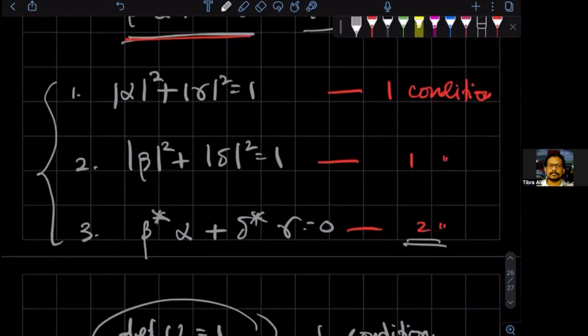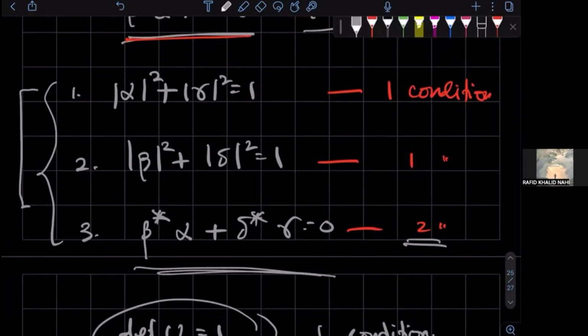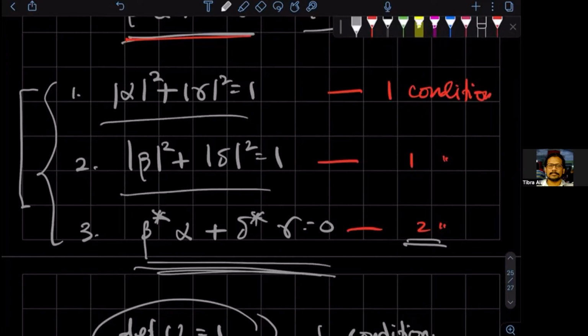Because these just come from unitarity. Sir, basically my question was that since they're the same condition, they don't really reduce the number of independent variables. So all 3 together should have 3 independent conditions, and the determinant one should add up to like 3. No, this is a complex condition. These are real equations, but this is a complex equation. Oh, okay, yeah.